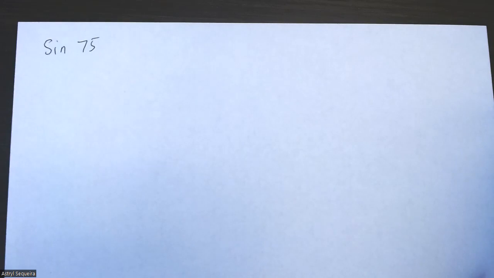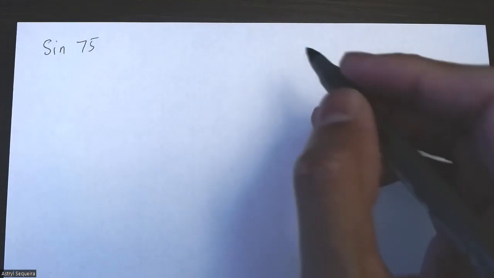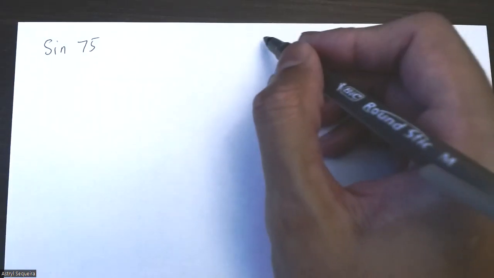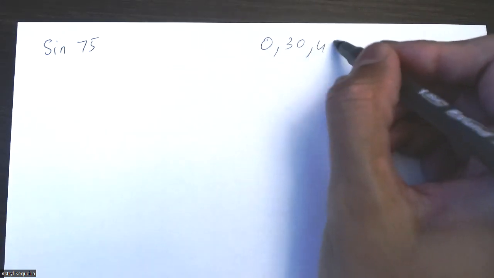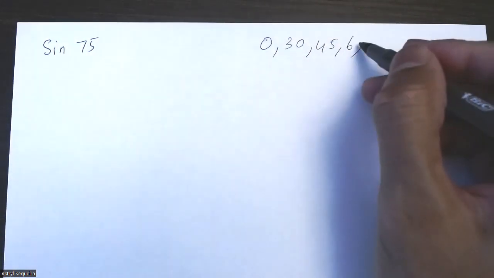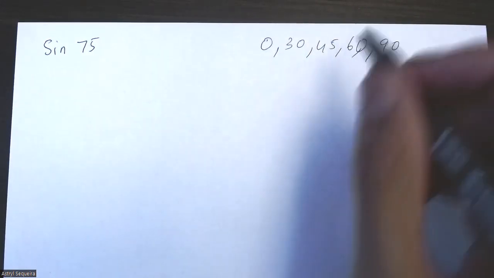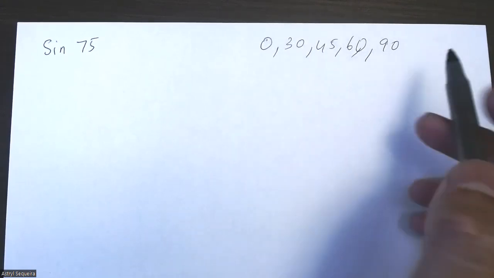All right, so we want to find the exact value of this trig ratio over here. If you want to find exact values, you need to break down this angle into two separate angles. And typically those angles are 0, 30, 45, 60, 90. Those are the angles in the first quadrant, but you can keep going.